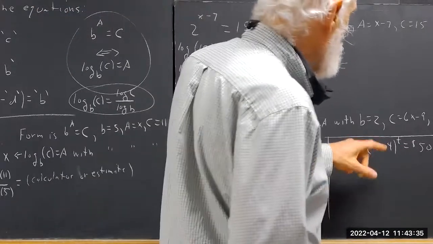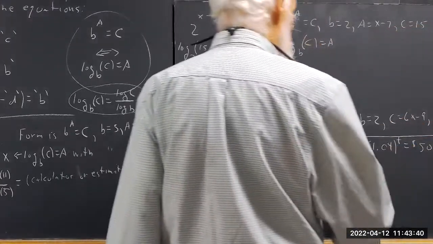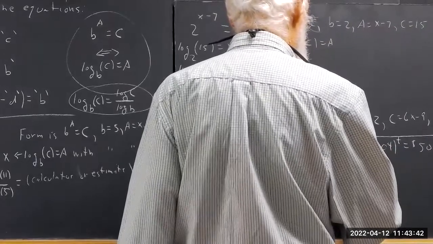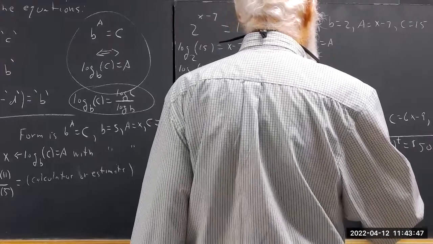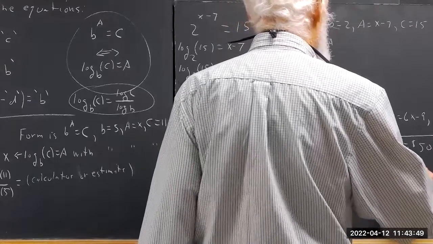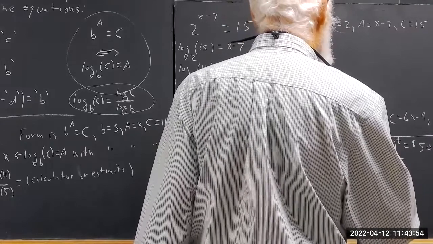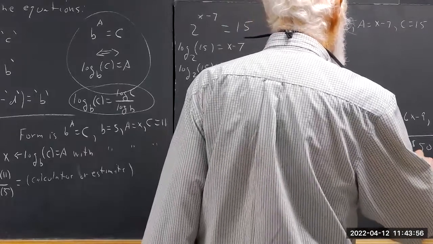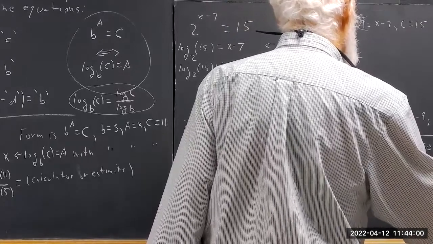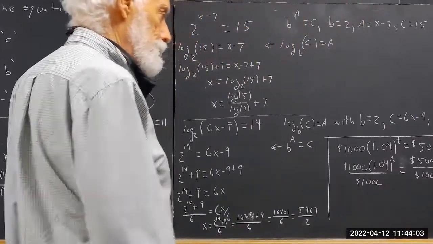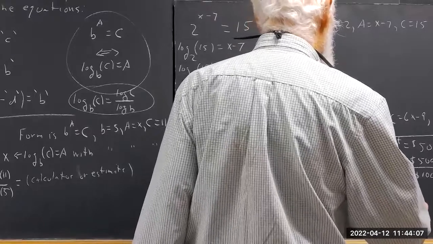So to get that in the form B to the A equals C, you divide by 1,000. $1,000 times 1.04 to the t, divided by $1,000, equals $5,000 divided by $1,000. So 1.04 to the t equals 5.